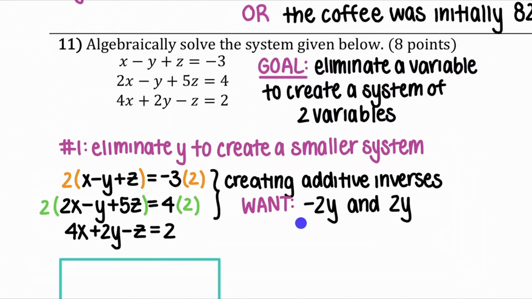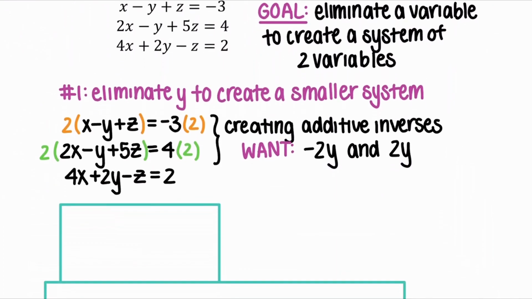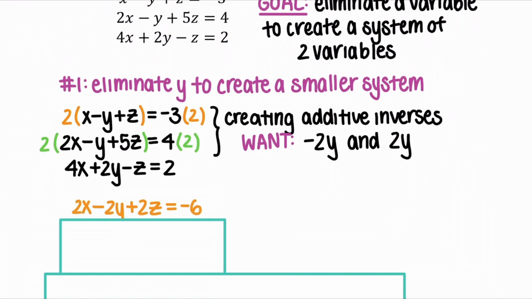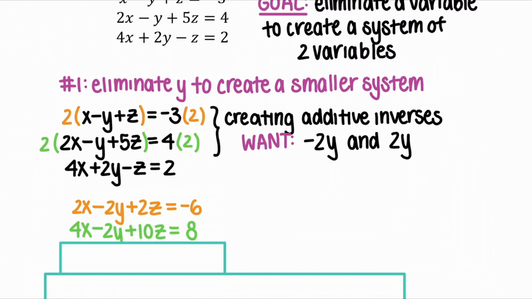So multiplying the first 2 equations by positive 2, and once again, we're doing this because we want to create the additive inverses of negative 2y and positive 2y. So after doing all that algebraic manipulation, our first equation is going to be 2x minus 2y plus 2z is equal to -6.